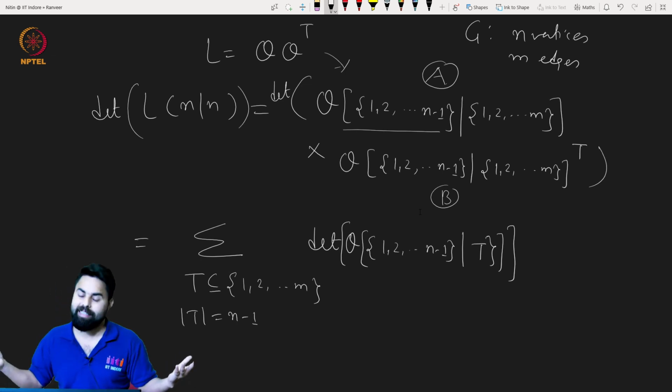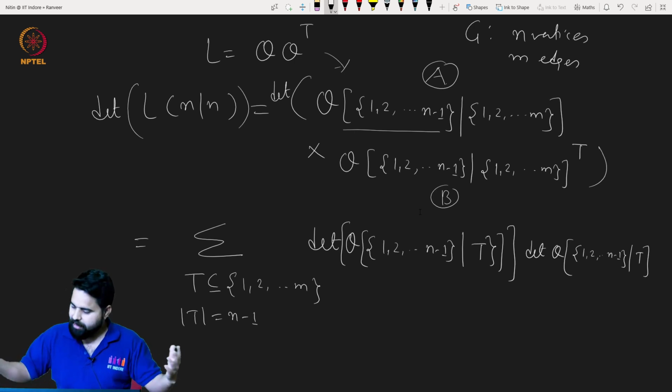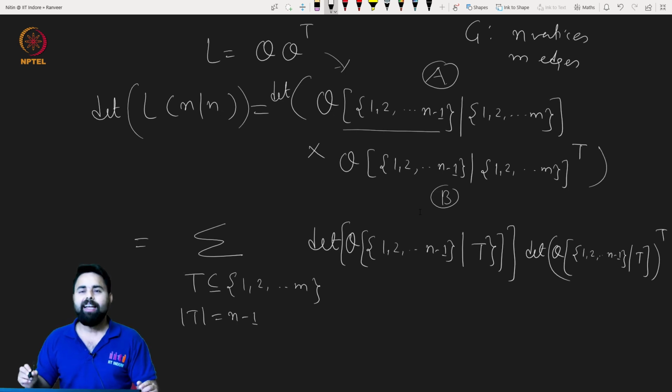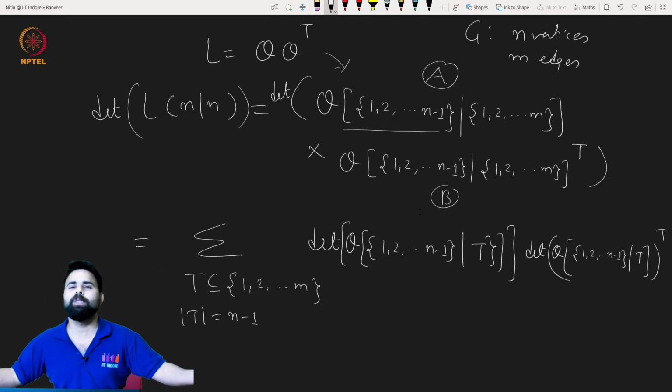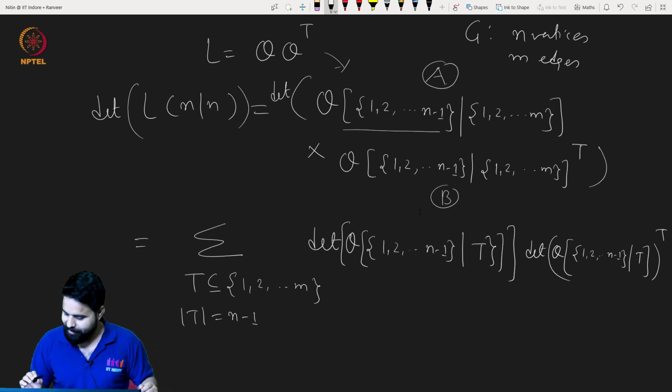But these two are transposes of each other, so I can write the same thing, times the determinant of Q again, with all these n minus 1 rows and columns corresponding to T, where T has size n minus 1, and take the transpose of it, because this is the transpose. Now we know that the determinant of the transpose of a matrix is the same as the determinant of that matrix.